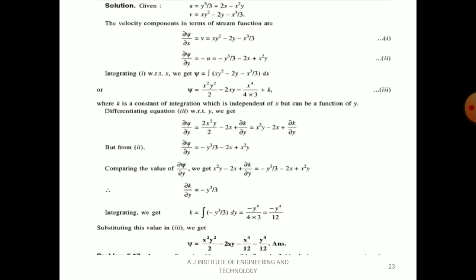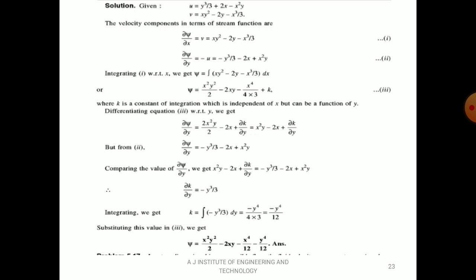Now differentiate expression 3 with respect to y. So ∂ψ/∂y is equal to 2x²y/2 minus 2x plus ∂k/∂y, which equals x²y minus 2x plus ∂k/∂y, just a simplification. Now from expression 2 and the expression you have obtained now, ∂ψ/∂y equal to x²y minus 2x plus ∂k/∂y, those are equal. So just compare: x²y minus 2x plus ∂k/∂y is equal to minus y³/3 minus 2x plus x²y.